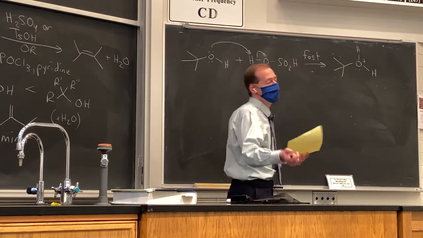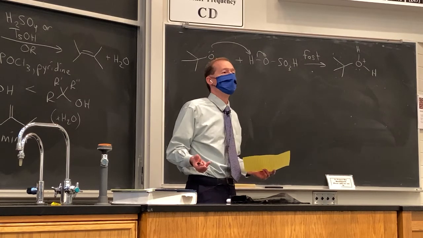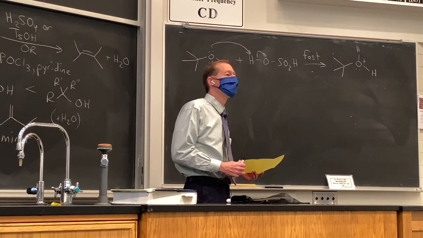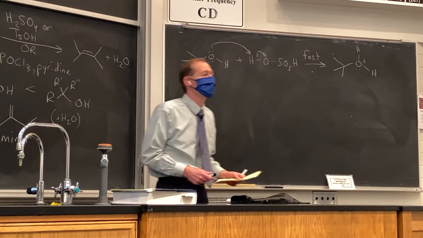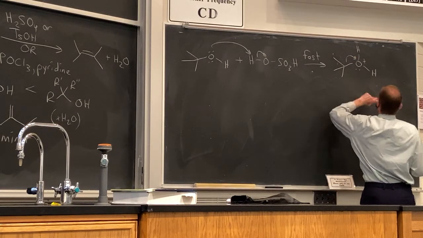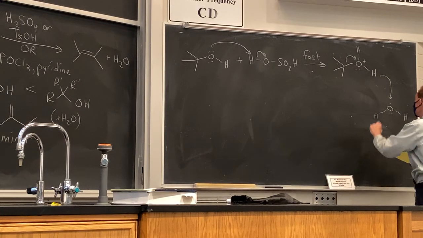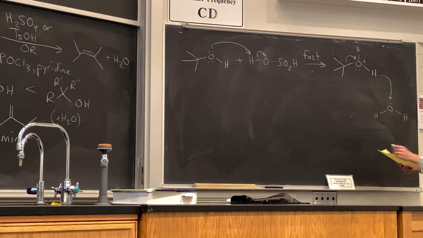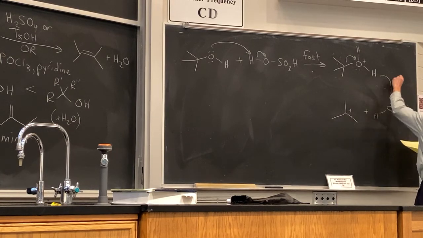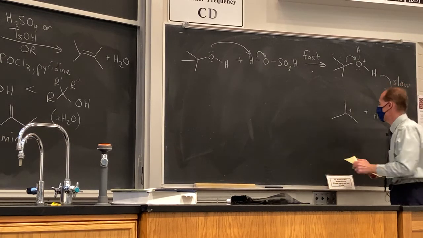So based on what you know of the E1 mechanism, what do you think will happen once we have this oxonium ion? What will our next step be? Hopefully we still remember the E1 mechanism. Go ahead. The leaving group will leave, yes. So we're going to lose water. And when we lose water, what is left? A carbocation. So we have a reactive intermediate, a carbocation. We know this step is going to be slow. All we're doing is breaking a bond in order to get to the carbocation.